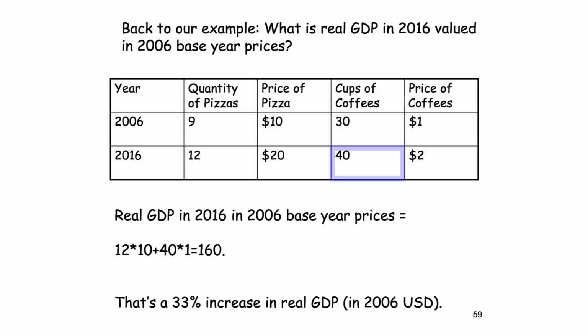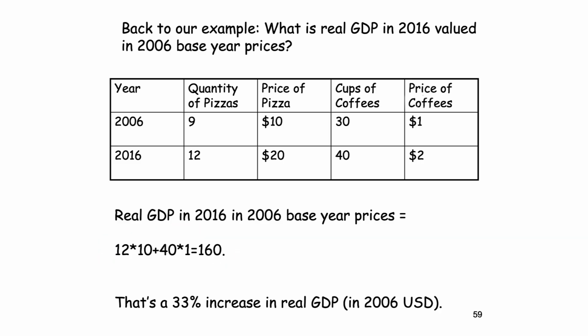Then the 40 cups of coffee that we produced in 2016, instead of valuing them at the $2 they cost in 2016, we'll value them at $1 per cup, which is what they cost in 2006. And so the total value would be $120 worth of pizzas and $40 worth of coffee, for a total of $160.